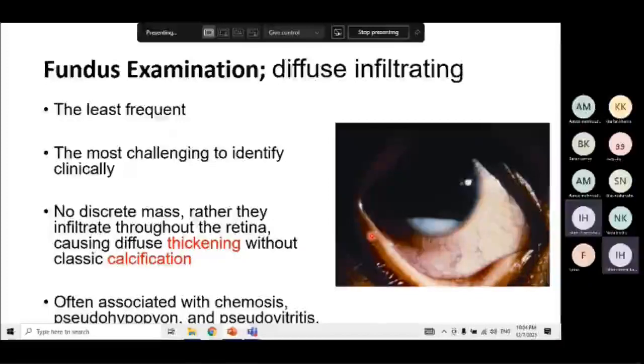Okay. Diffuse infiltrating is the least frequent and the most aggressive. Usually it causes diffuse thickening of the retina without calcification. Usually there may be pseudohypopyon or pseudovitritis.